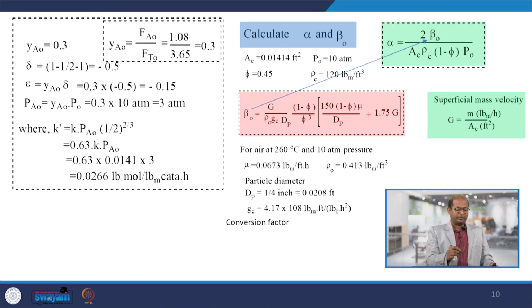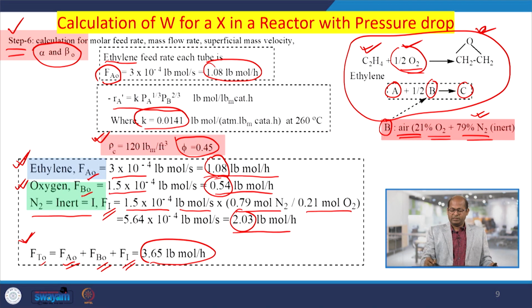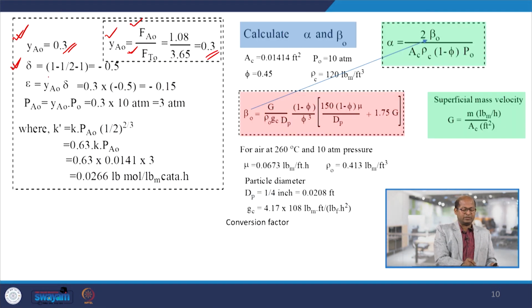Okay. So, the mole fraction y A naught, that is the mole fraction of ethylene in the reactor, is 0.3. How is that coming? F A naught we know, F T naught we have just calculated. If we divide them, that gives the mole fraction of component A in the system. Similarly, the change of moles from the stoichiometry is 1, this is half, this is 1. So the change of moles, delta, per unit mole of A, equals minus 0.5.